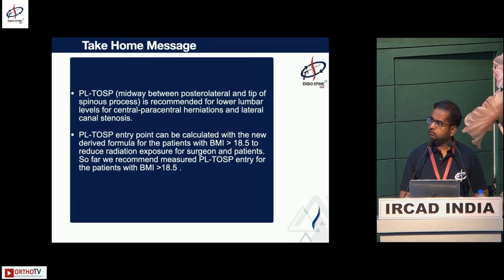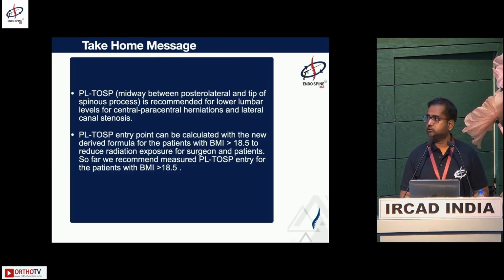The PL-TOSP entry point is what we recommend for lower lumbar pathologies, for central and paracentral herniations and lateral stenosis. We have studied this over more than 300 patients, determined it and validated it as well. So we are now using it routinely, directly marking the PL-TOSP and starting the surgery. This also reduces the time of surgery and the radiation hazard we would encounter for marking all the entry points. This can be determined by the formula that we have already discussed. The only exception is BMI less than 18.5, which should not be considered.